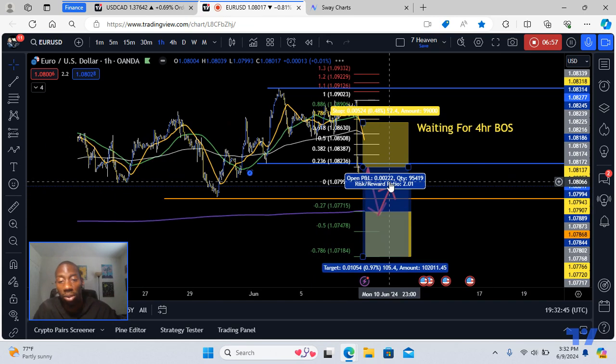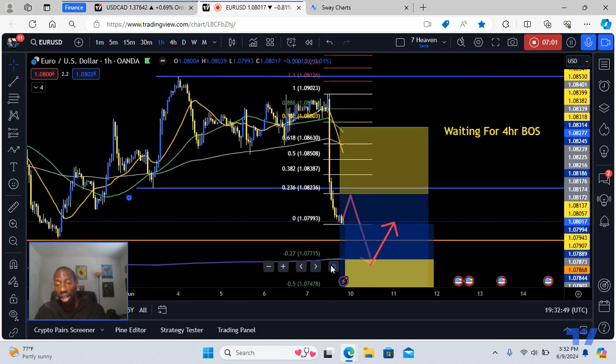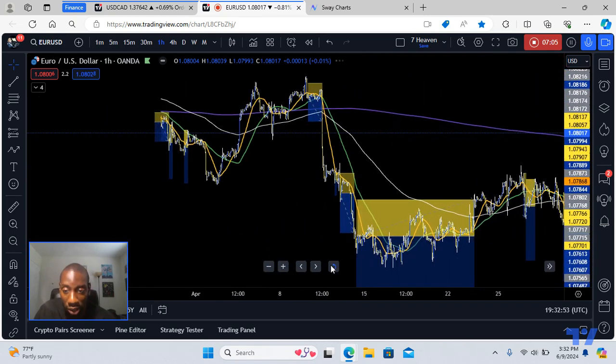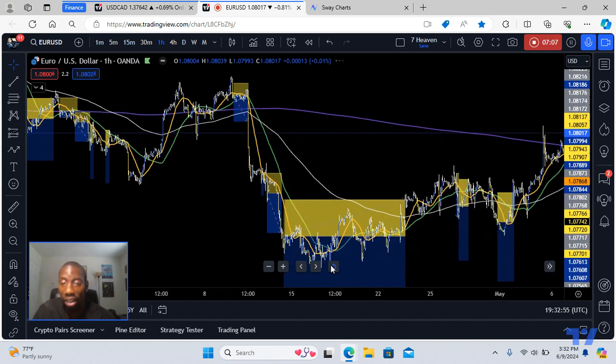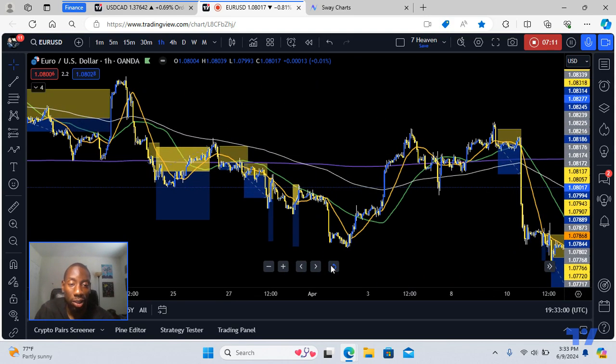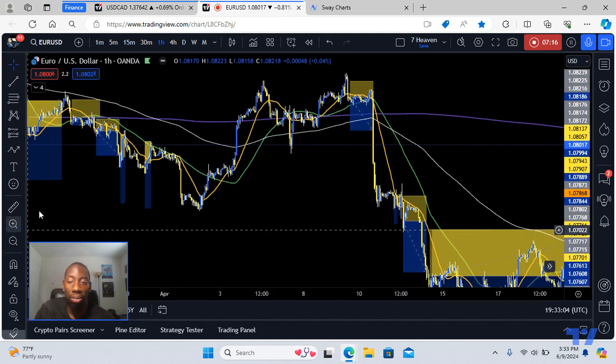That's what I'm waiting for. And for probability, now that's the strategy. Now the probabilities wise, right? Why am I doing this? Yeah, everything's aligned with structure going down, but you remember trading is a probabilities game. So you read the probabilities.